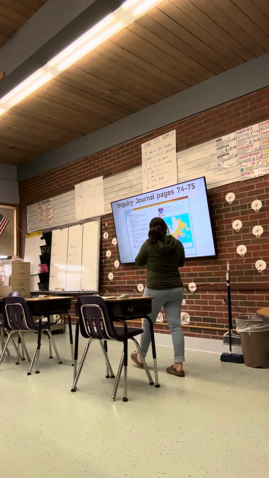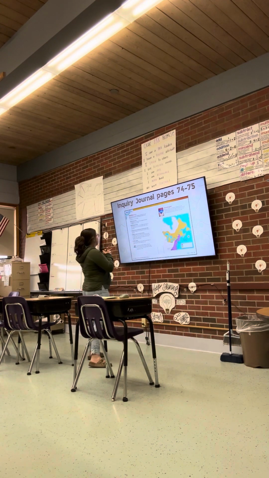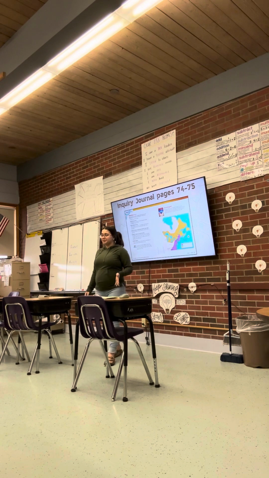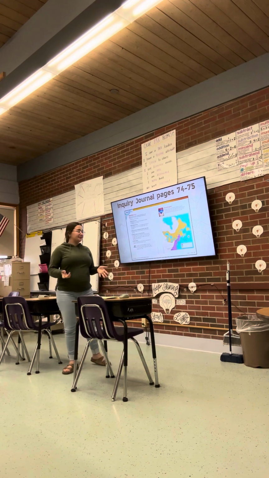Okay, inquiry journal pages 74 and 75. So we are going to be looking at a different map, but there's something missing. Yeah, what's missing on this map? Yes, exactly. Our key is not filled out.